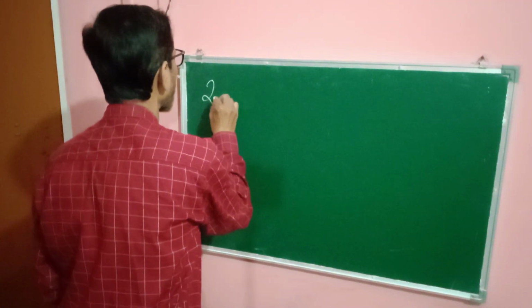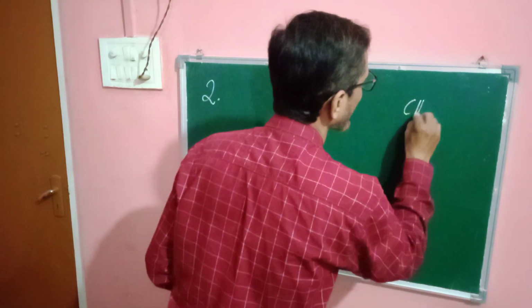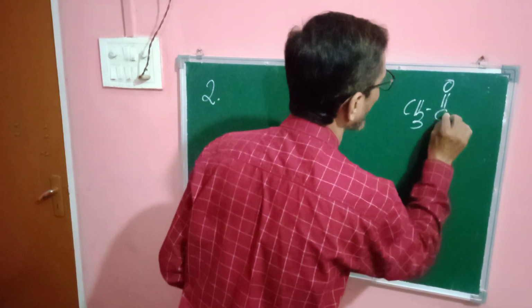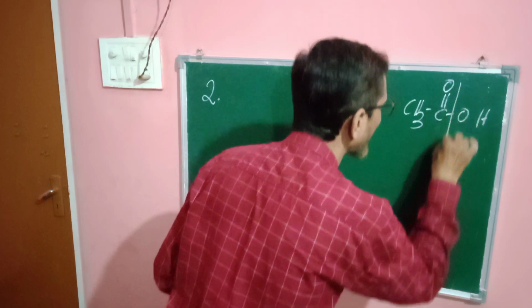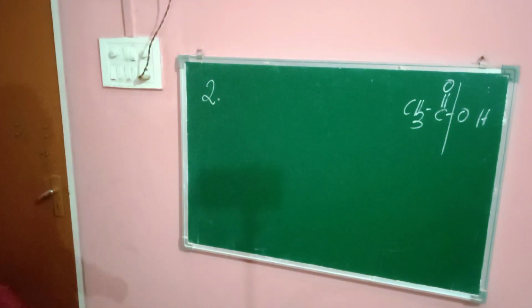Now what is the second type? The second type of reaction is CH3, C double bond OH, where we will be concerned with OH. Again, these are very simple.